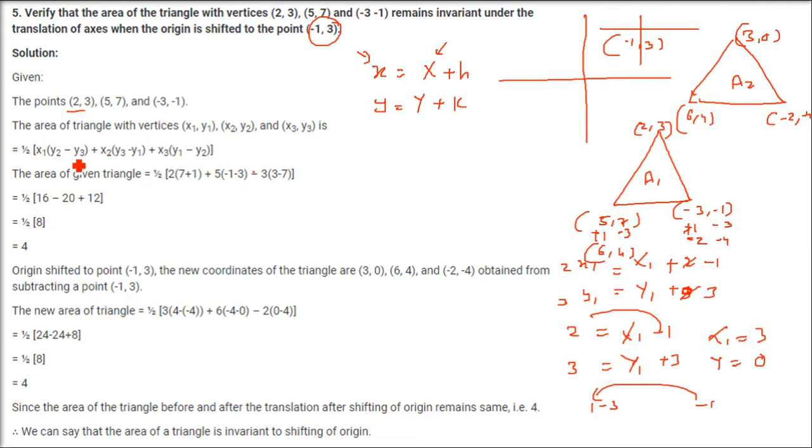Now we know the formula for the area of the triangle, and remember this will be in modulus because the area may come out negative. So x1(y2 minus y3) plus x2(y3 minus y1) plus x3(y1 minus y2), into half, is equal to, now put all the initial values, it will come as 4. Now again use the same formula, and put the values (3, 0), (6, 4), (-2, -4). Okay, so both areas are the same, so the area shall remain the same.